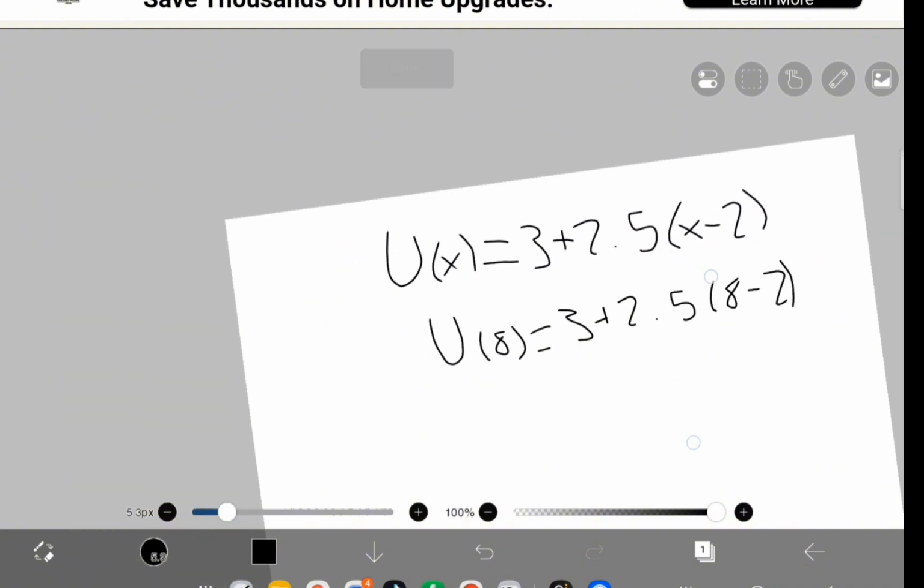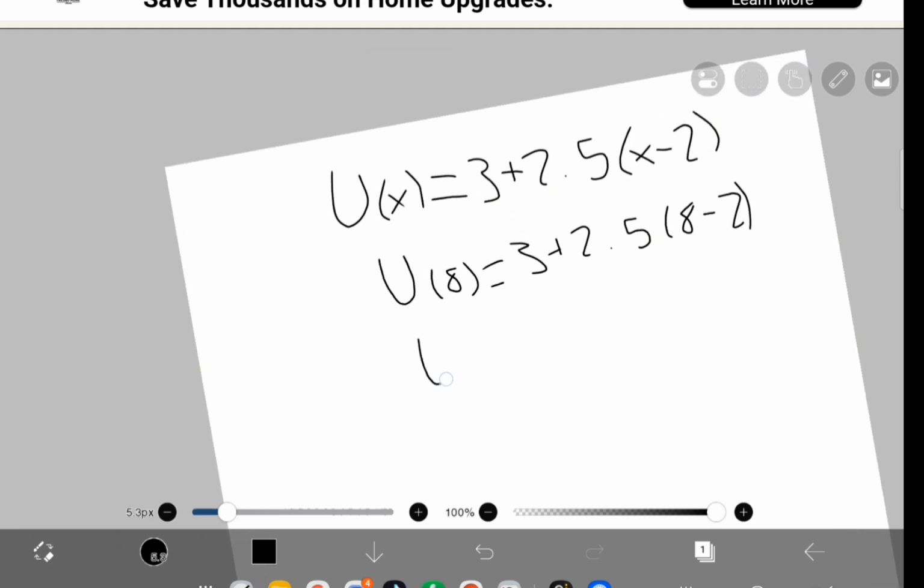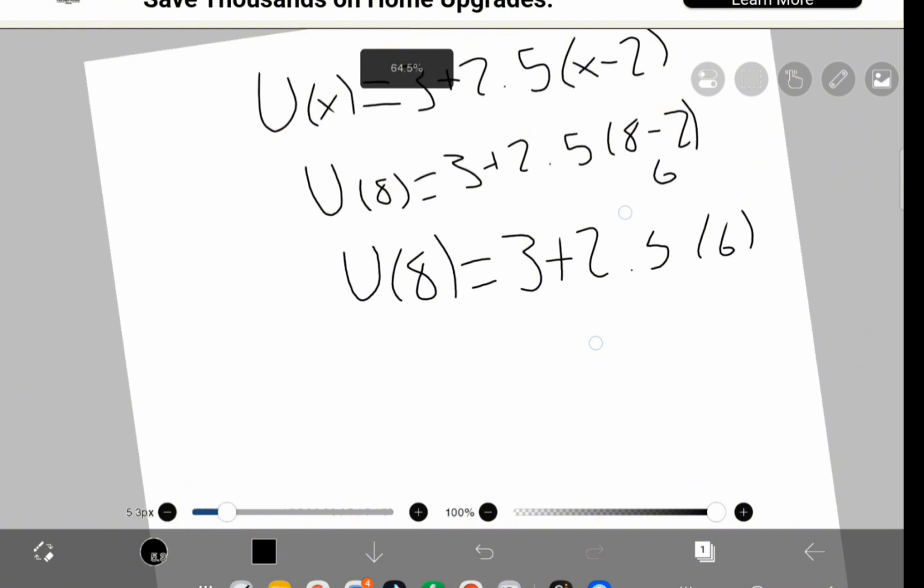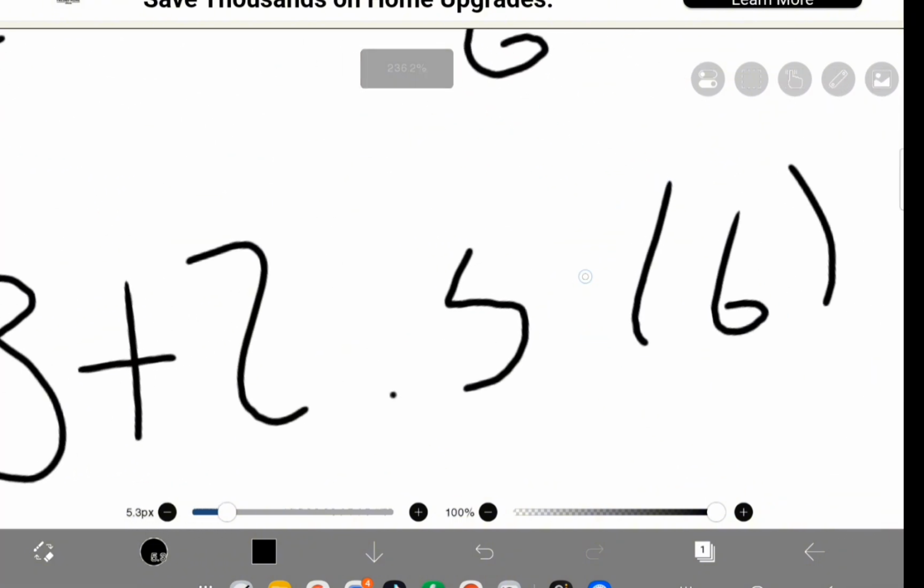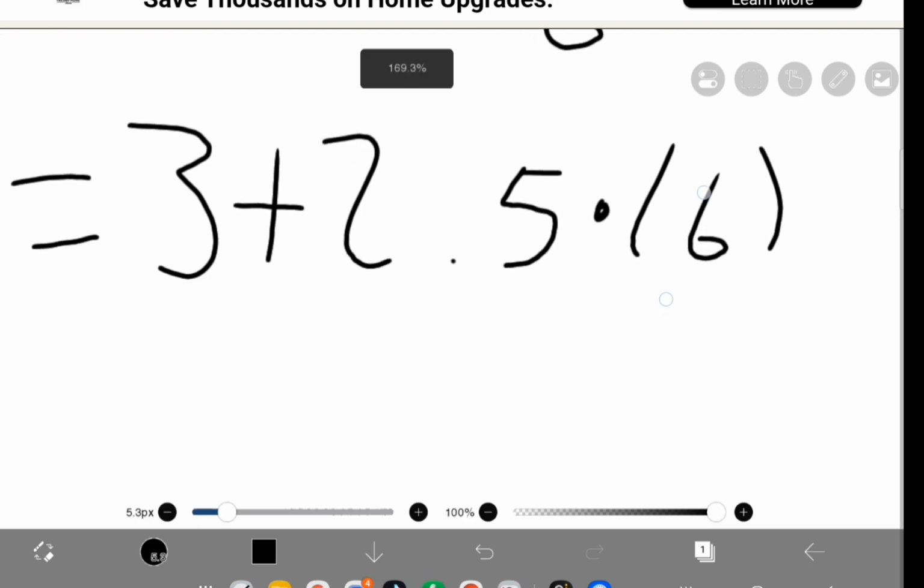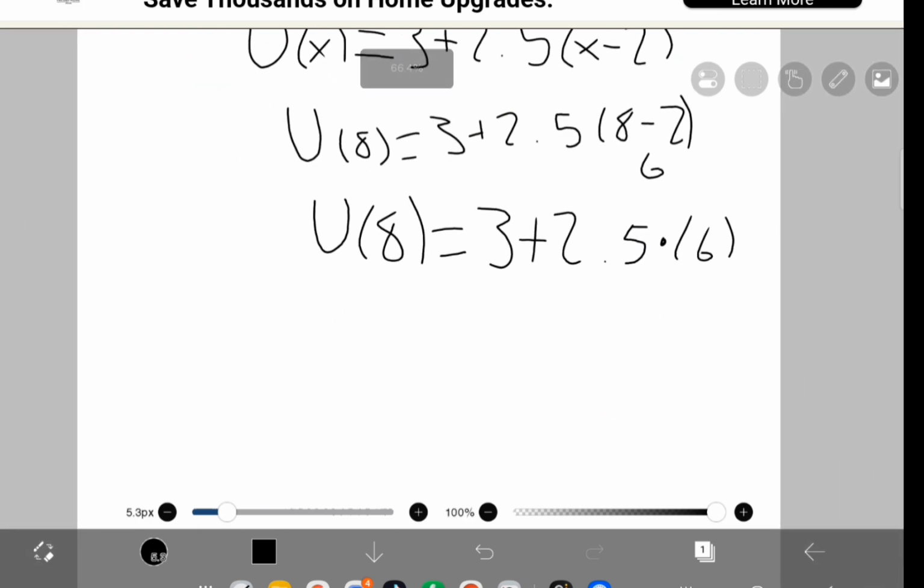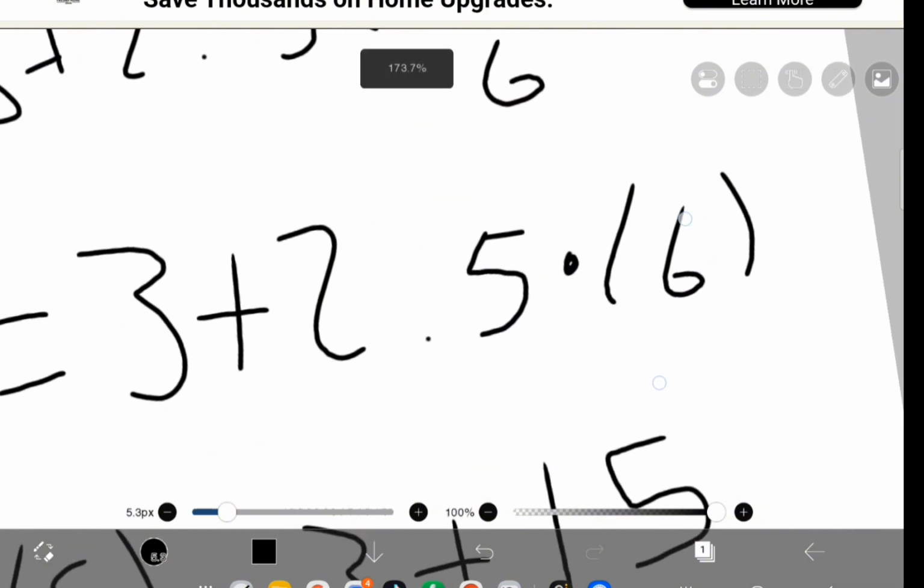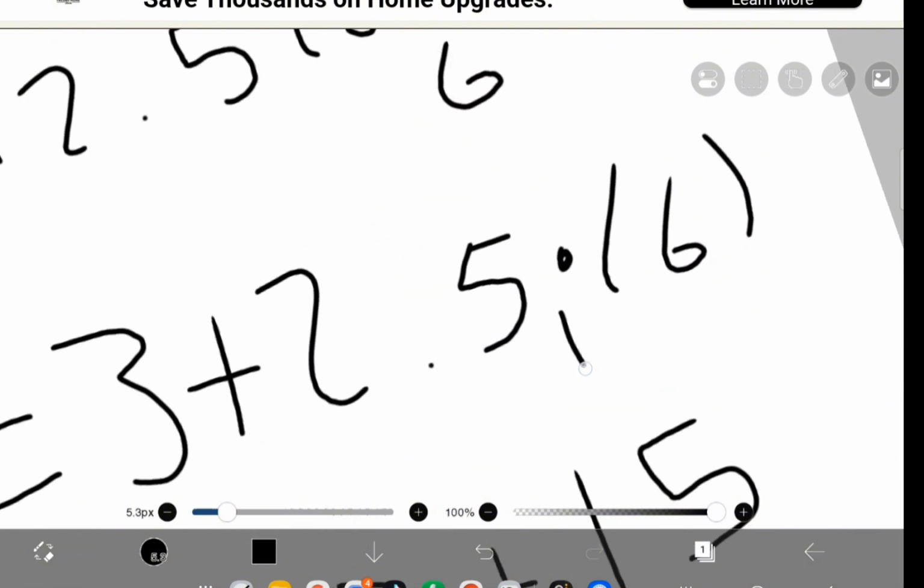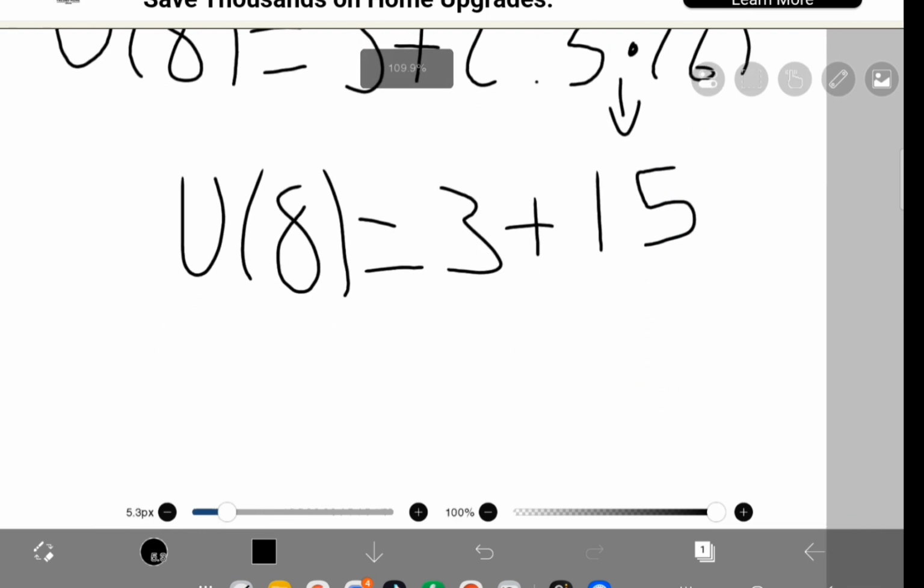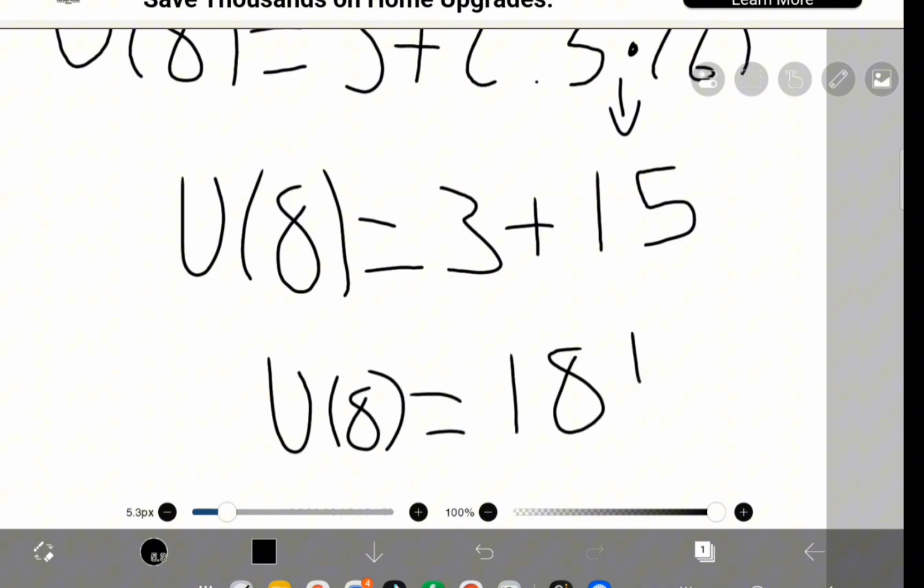So, in parentheses, we're going to subtract 2 from 8, which is 6. So, U of 8 equals 3 plus 2.5, in parentheses 6. Now, all we have to do is simple multiplication. 6 multiplied by 2.5 is 15. So, U of 8 equals 3 plus 15. Now we're just doing simple addition. So, 3 plus 15 is 18, which means for 8 miles, the fare will be $18. U of 8 equals 18.